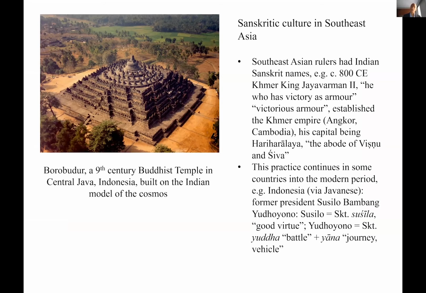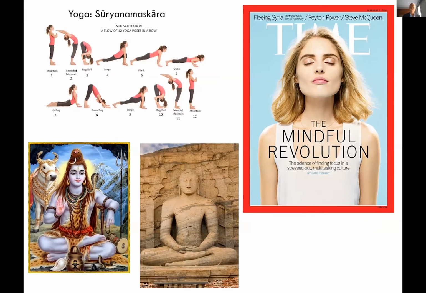And the ancient names of kings in Southeast Asia were Sanskrit, right? Jayavarma. And this practice continues up into the modern period with, say, the former Indonesian president, Susilo Bambang Yudhoyono, where his name is actually Sanskrit. It's Susilo, which is good virtue, and Yudhoyono, which is Yuddha, battle, and Yana, vehicle. So in other words, as I said, you can't understand Southeast Asia particularly, but other parts of Asia, without understanding ancient India and with Sanskrit as a base.